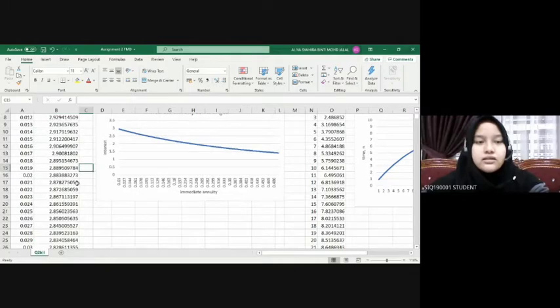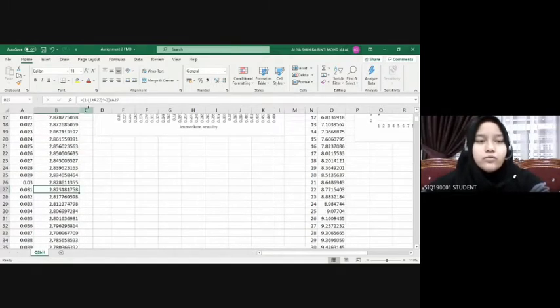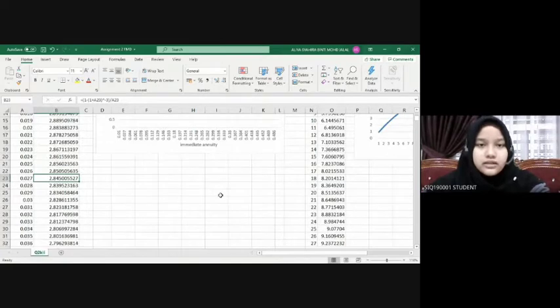and then we can see that we get the immediate annuity for every interest correspond to the interest that we have assigned it.